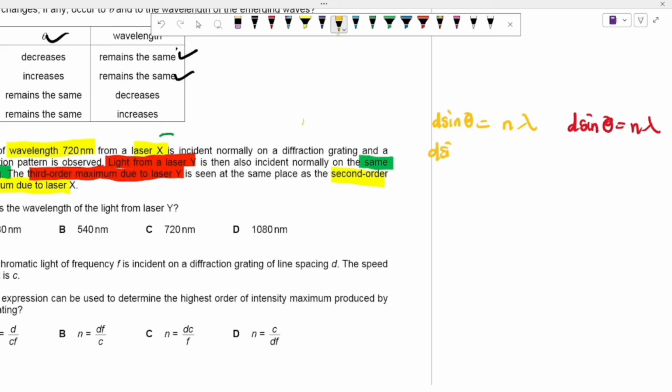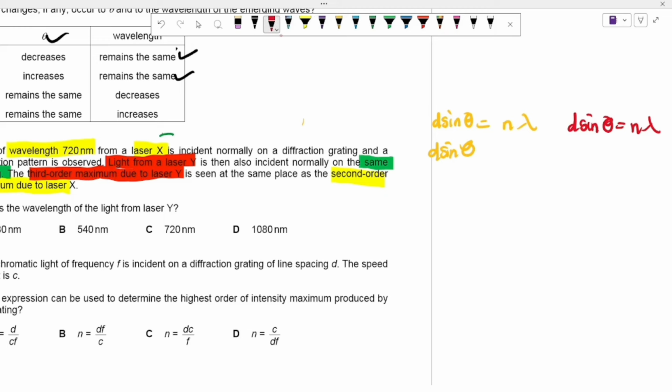Why? Because if the third order is at the same place as the second order, it basically means that for one light it is the third order, but for the other light it is the second order. So it doesn't matter, because theta would just be the same. For blue light, when we're at this point, it appears to be the third order, but for the other one it will be the second order, but it will still be the exact same theta with reference to the central fringe. So the theta will not change. I hope that makes sense, guys.